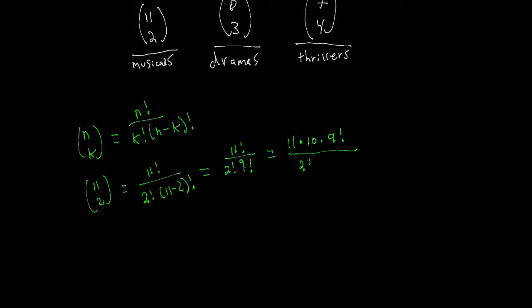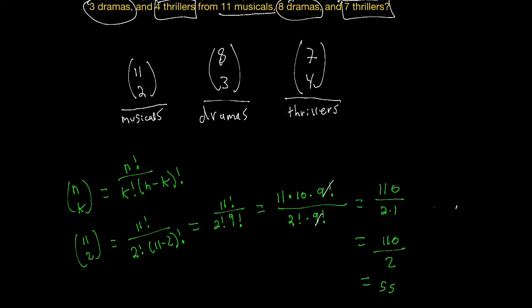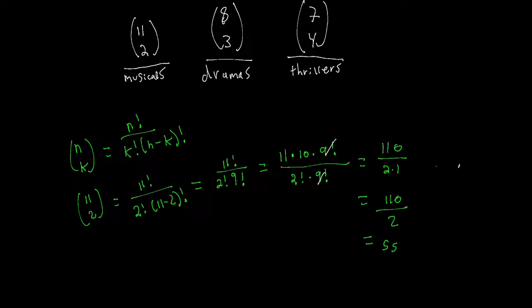So we're going to expand 11 factorial all the way down to 9 factorial. So we're going to get 2 factorial times 9 factorial in the denominator, but the 9 factorials are going to cancel out. 11 times 10 is going to give us 110. So we get 110 on the numerator, and then 2 factorial is 2 times 1, but 2 times 1 is just 2, and 110 divided by 2 is 55. So the possible ways of getting 2 musicals out of 11 is going to be 55.